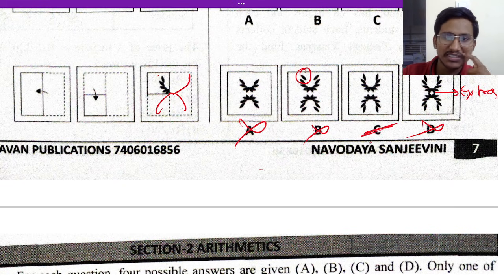So C will be the answer, but it should be joint, right? It should be joint, because that will come as a joint figure. Okay.